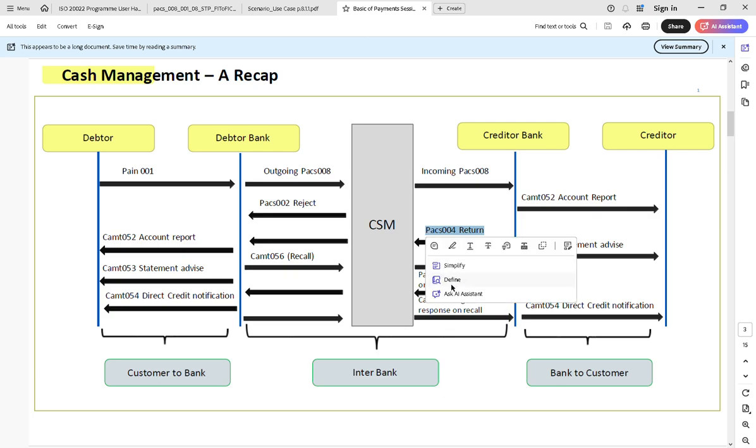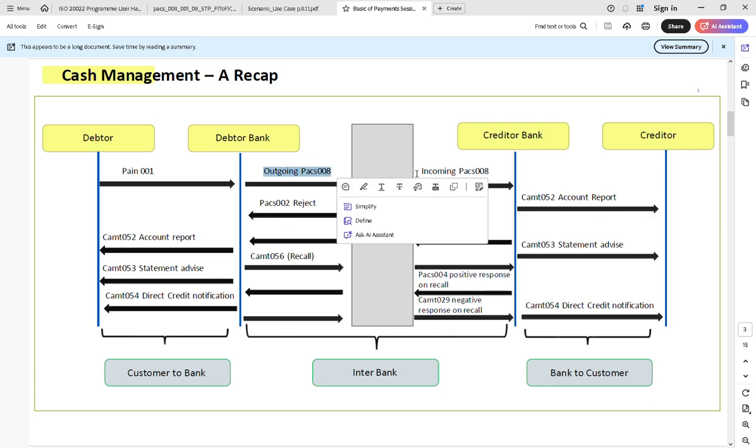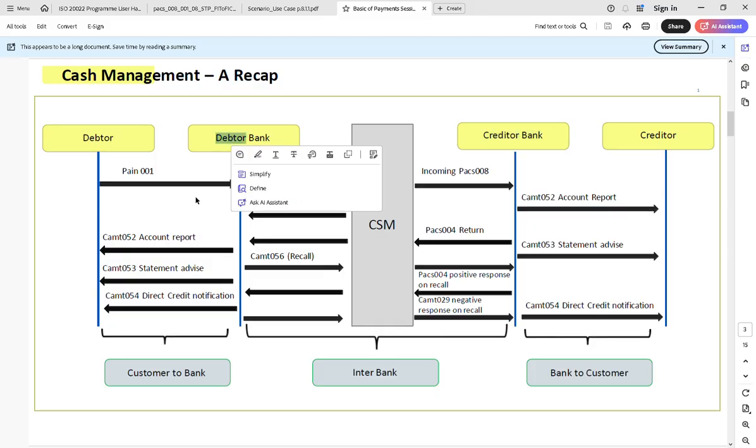And based on that, because this is an outgoing payment here, this will be on the creditor side, 52, 53 and 54. So you are sending back from the creditor bank to the debtor bank, then the same message will be received by the debtor, which is 52, 53 and 54, depending on which bank has made the request. So this is the logic of your PACS4, PACS2, CAMT 56, CAMT 29.